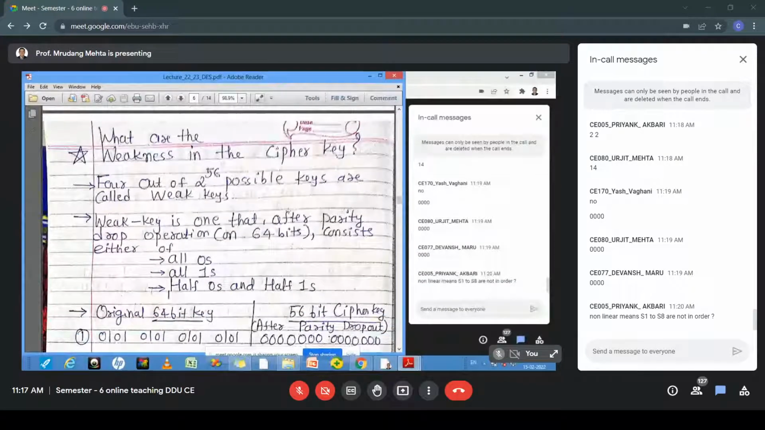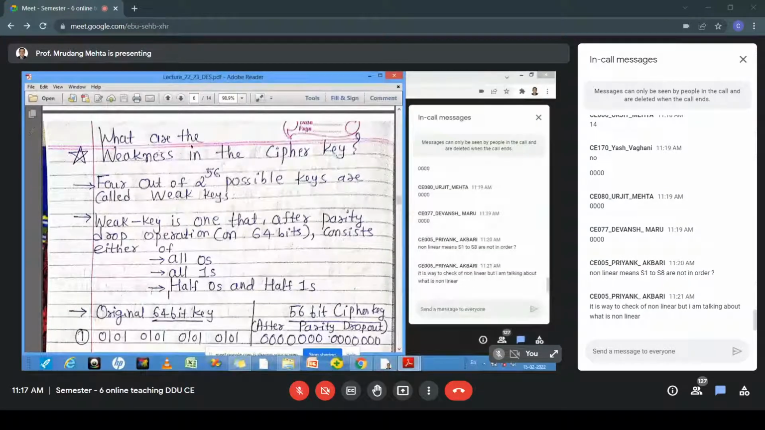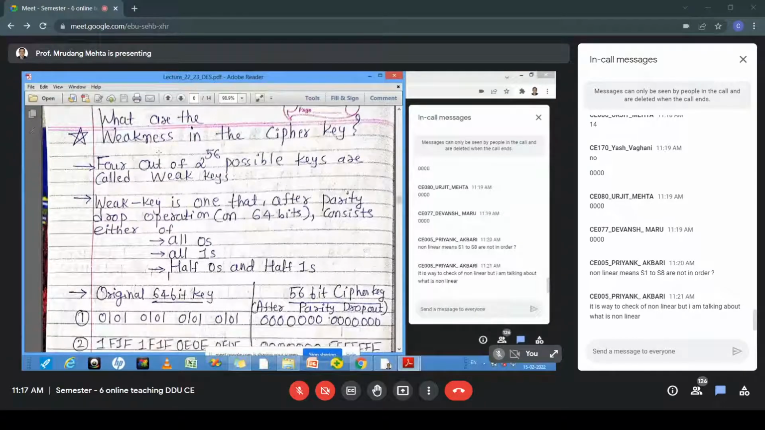So what are the weaknesses in the cipher key? Okay. What are the weaknesses in the cipher key? So we are using this DES, but does it have any limitations? These limitations are basically found with the analysis of the DES, and they are classified into these weaknesses of the DES. So how many keys are possible? 2 raised to 56 possible keys, because we have a key length of 56 bits.